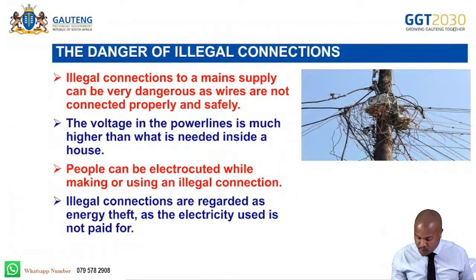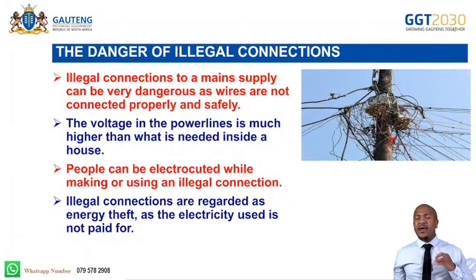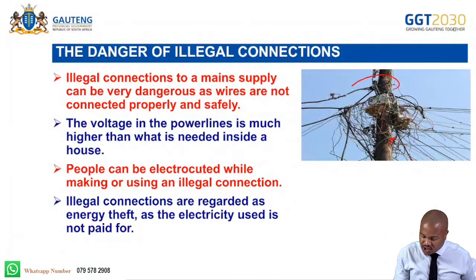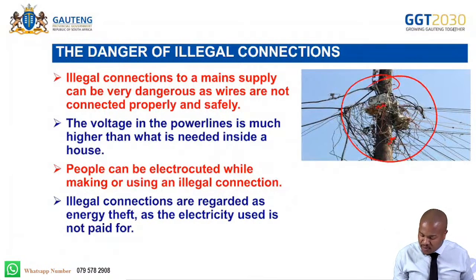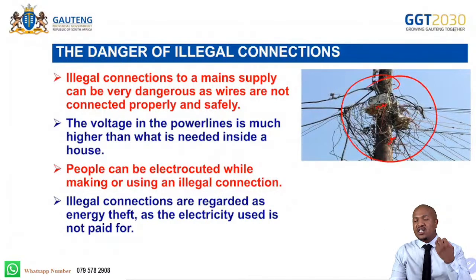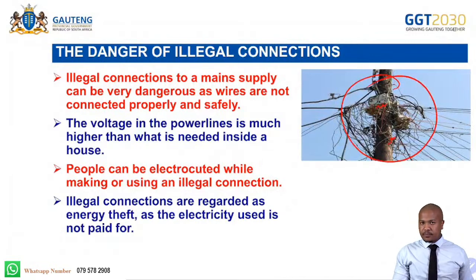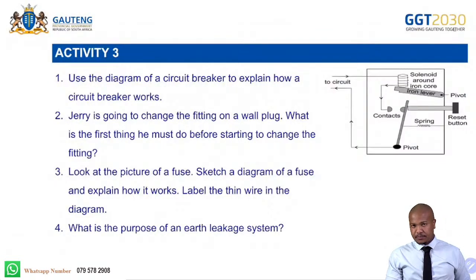This is an example of illegal connections. As you can see here, there are many wires branching to different houses, all connected to this one power source, but they are connected illegally. The voltage coming from here is too high for what is required in the house. Which can cause what? Damage to property as well, and some fires in the community or in some households altogether.